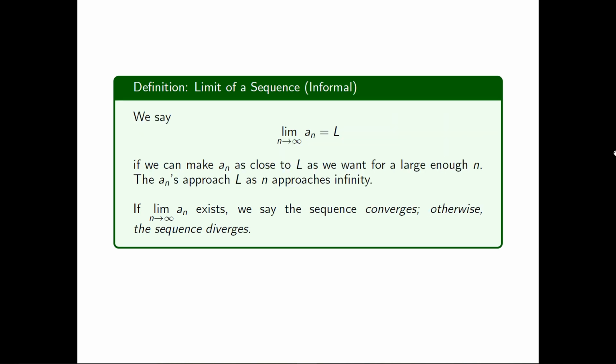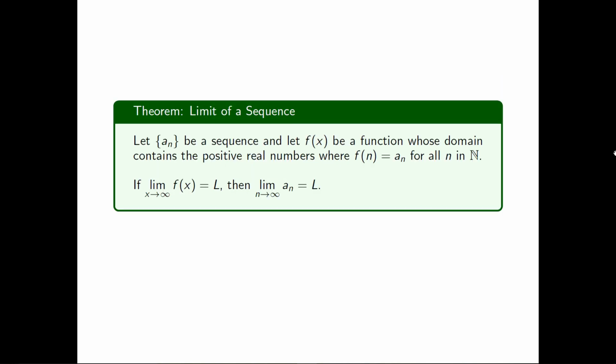We'll take a slightly more informal definition maybe. We say that the limit as n goes to infinity of a_n equals L if we can make the a_n's as close to L as we want for a big enough n. So the a_n's approach L. And again, we say that the sequence converges. Okay, so let's take a look at the theorem that'll help us do that.